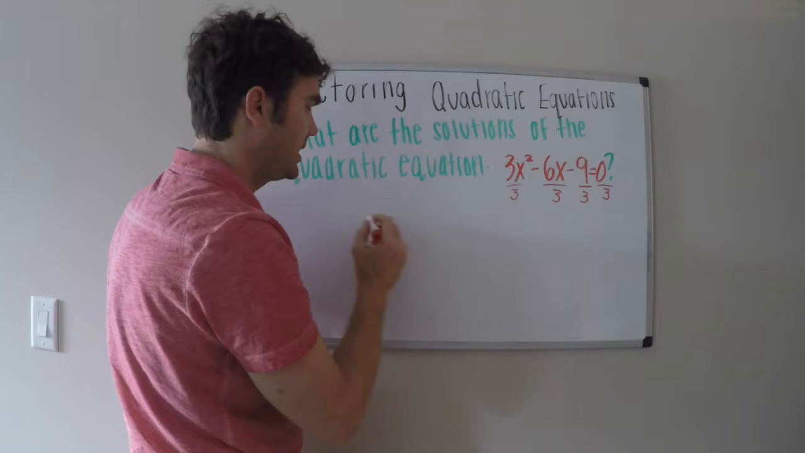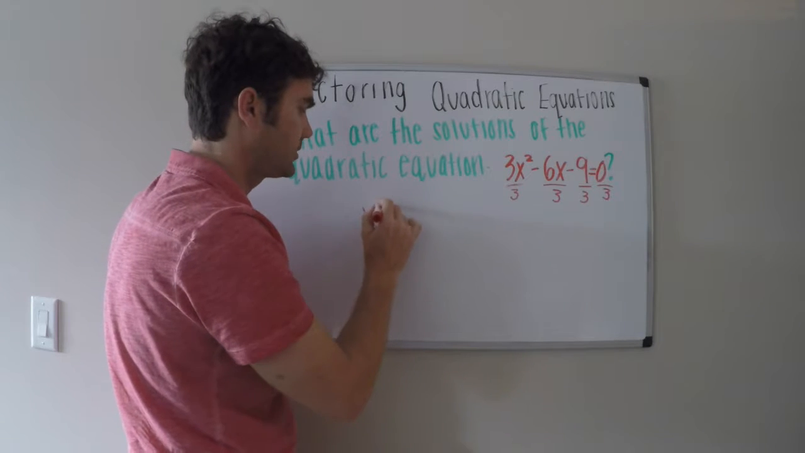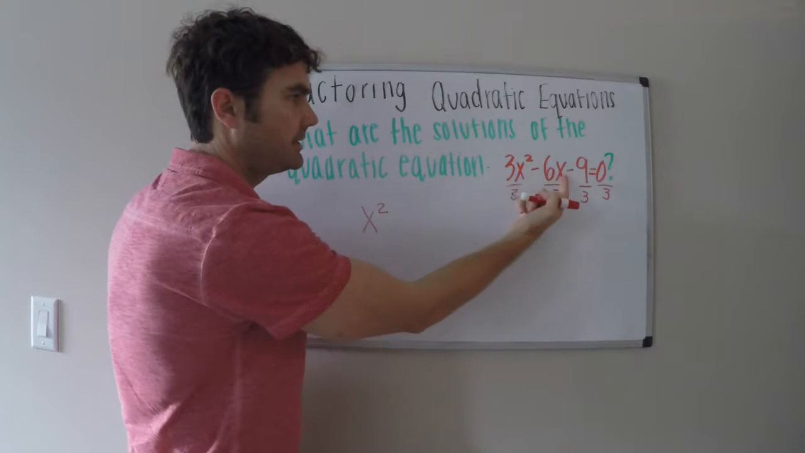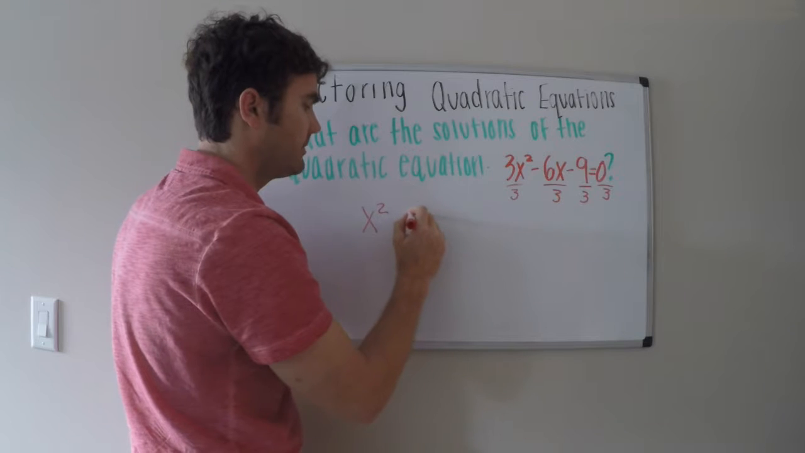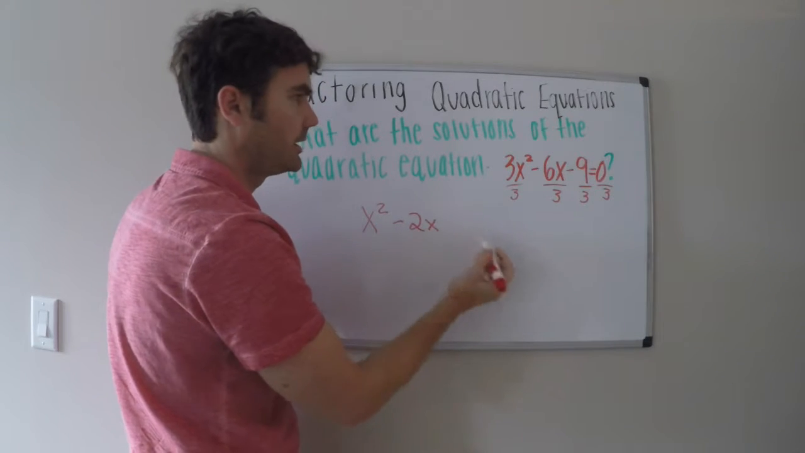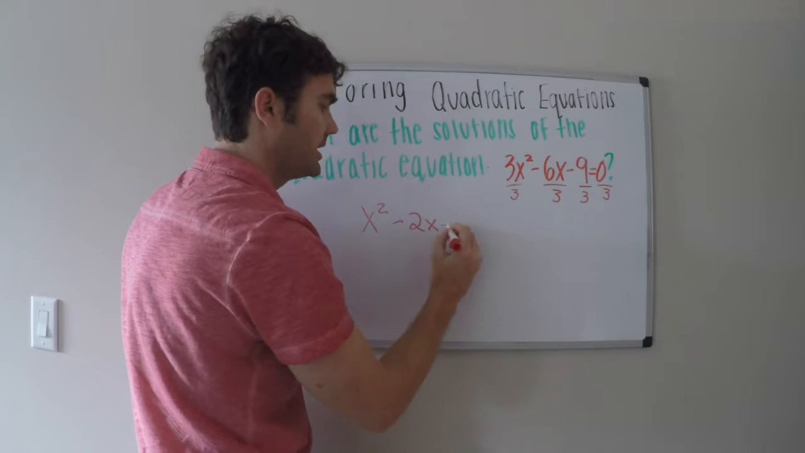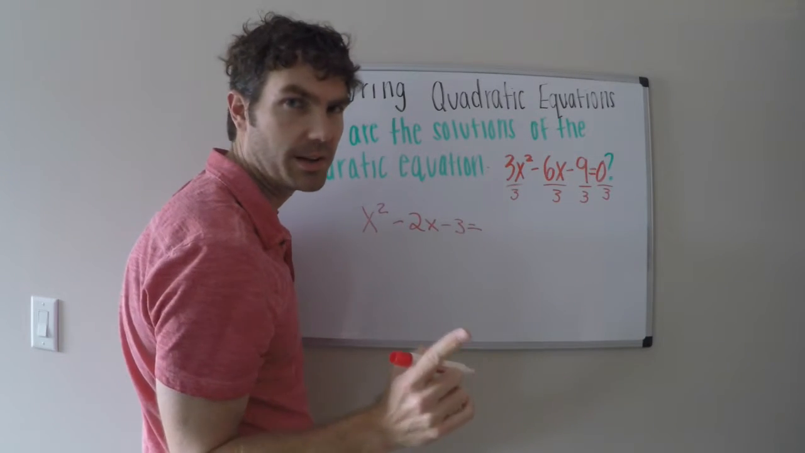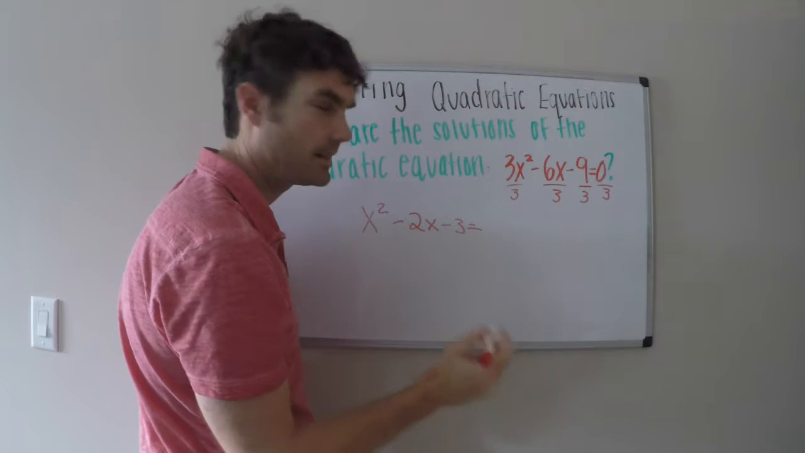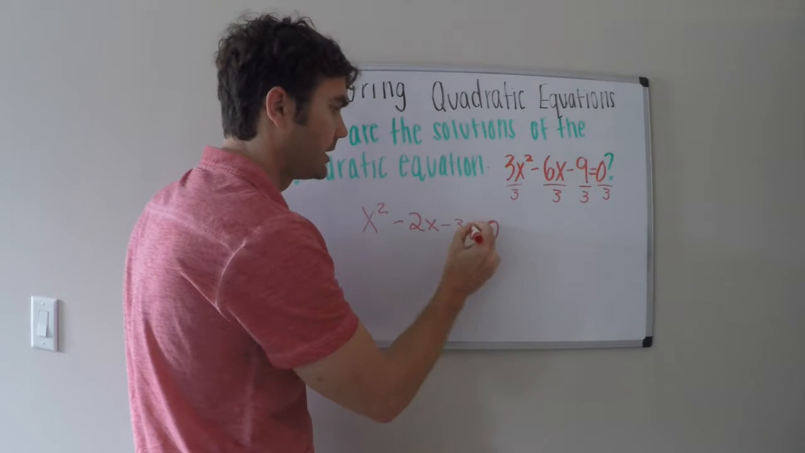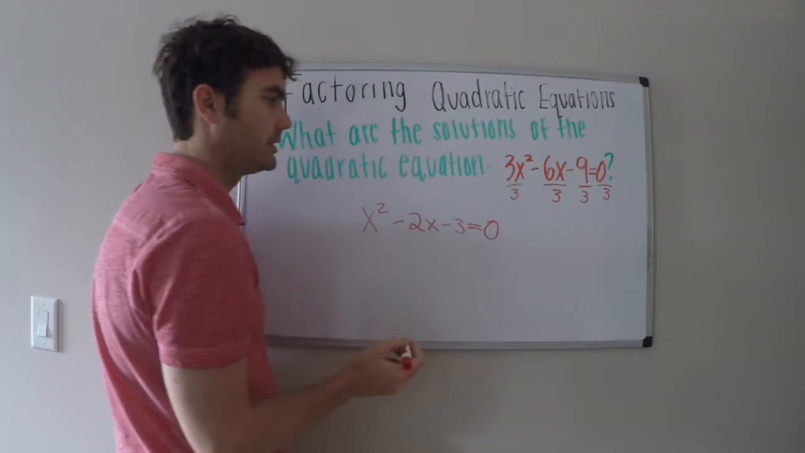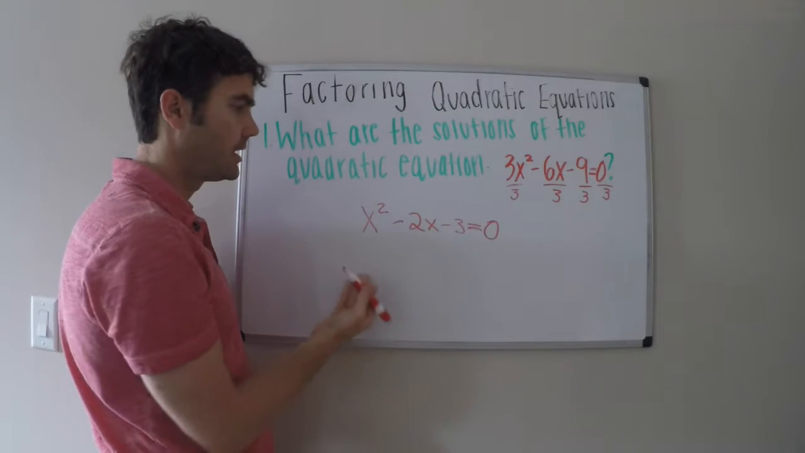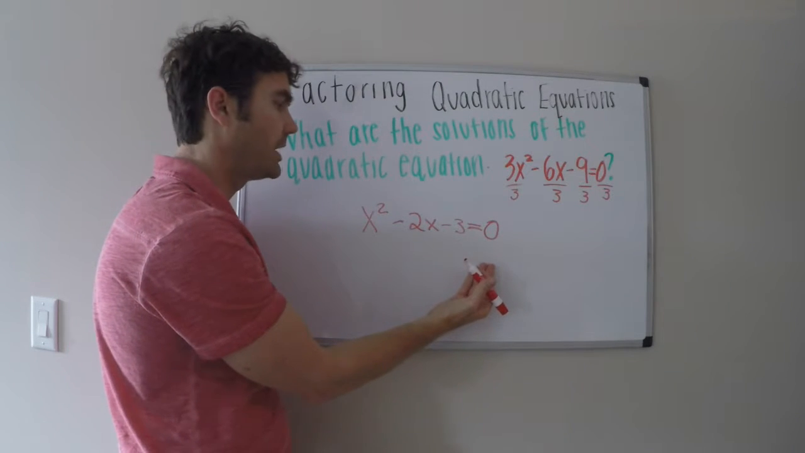So 3x squared divided by 3 becomes x squared. Minus 6x divided by 3 becomes minus 2x. And minus 9 divided by 3 is minus 3. Now, what's 0 divided by 3? 0 divided by anything is still 0. So that's the simplified quadratic equation.